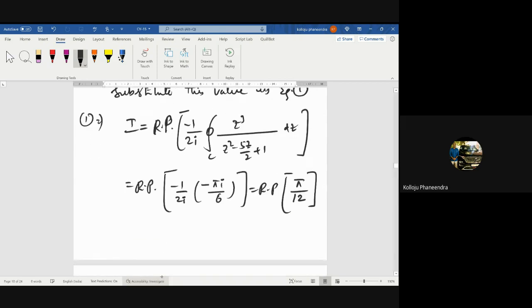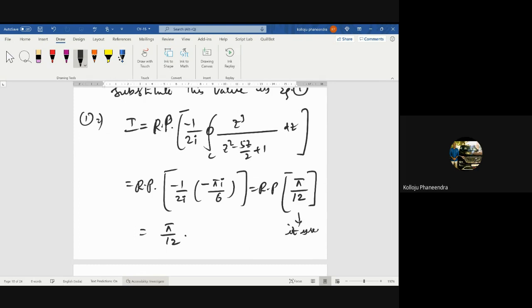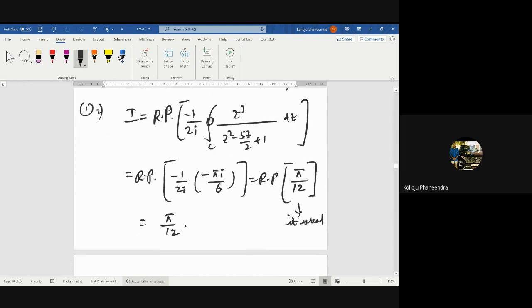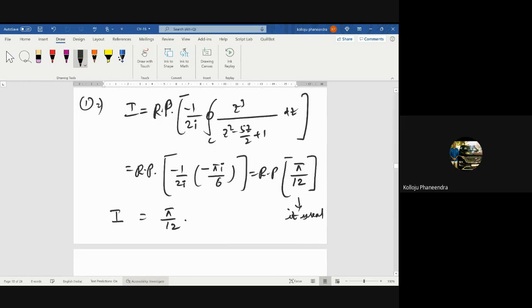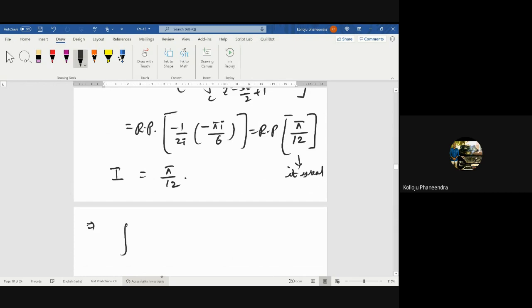In pi by 12, is any i term there? No. Therefore it's a real value. If any complex part is there, I can separate that. Okay, this is the I value. So what is I? I is nothing but the integral from 0 to 2 pi of cosine 3 theta by 5 minus 4 cosine theta d theta. Its value is pi by 12. This is very simple. In the textbook the problem is given in a very typical way. He considers cos 3 theta as it is, but I am taking the real part.